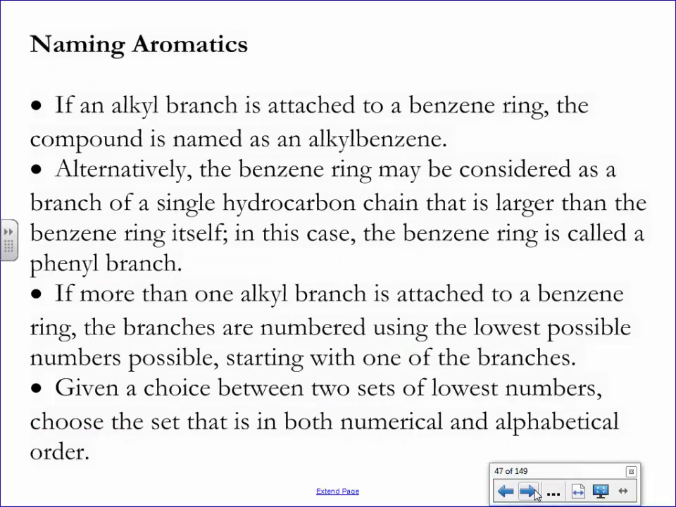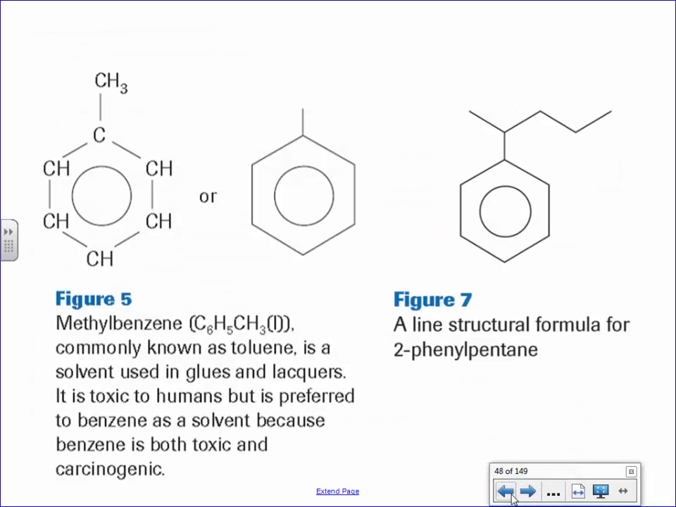Okay, find this slide here if you could. Let's talk about how to name them. There are 2 main ways to approach seeing something with a benzene. Either benzene is the main focal point, in which case we call it a benzene, or the benzene itself is like a branch, in which case we call it a phenyl. I want to show you 2 examples here. See this one right here? See how the benzene right here is the main focal point?